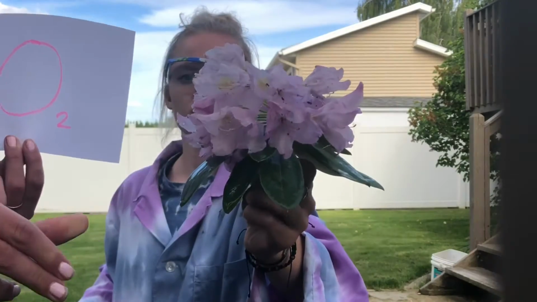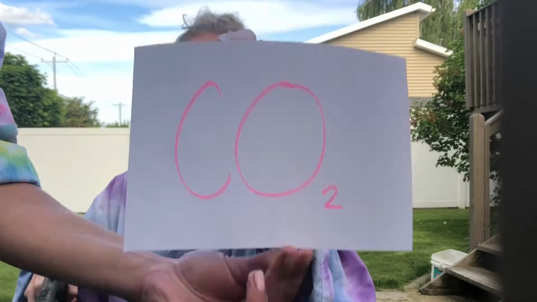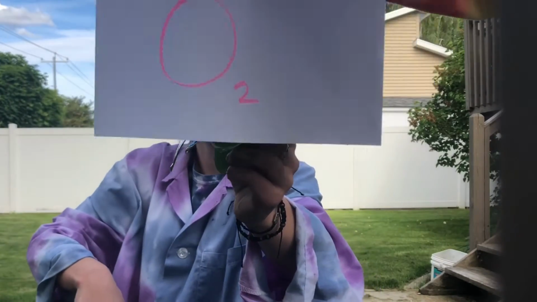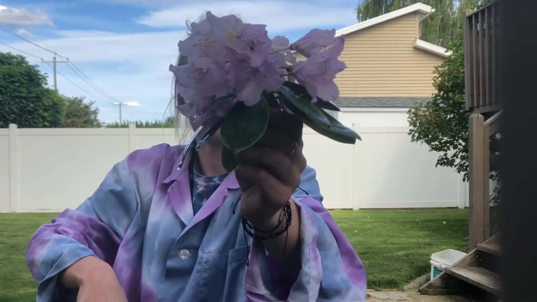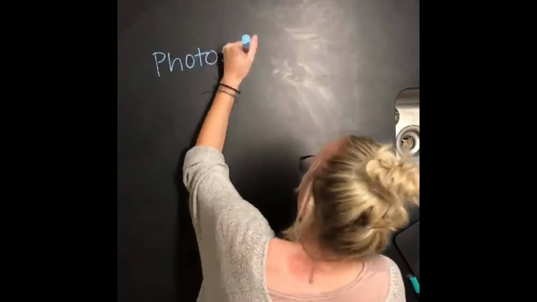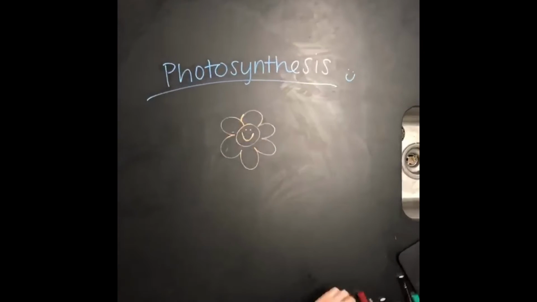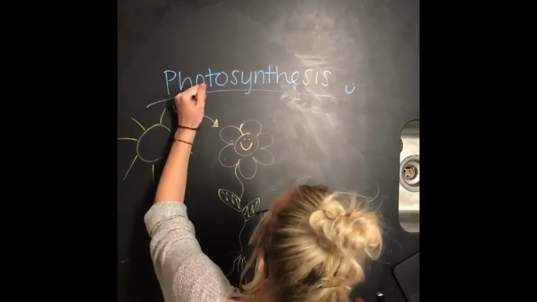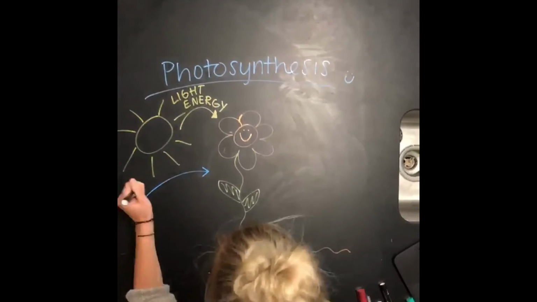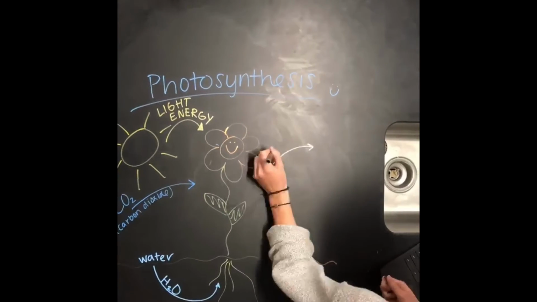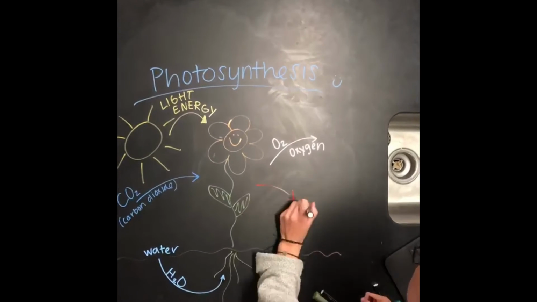Photosynthesis uses sunlight, CO2, and water in order to make glucose, which is food for the plants, and oxygen in order for animals and humans to survive. Here's a quick recap to break down photosynthesis. Light energy, CO2, and water all enter the plant, producing oxygen and glucose.